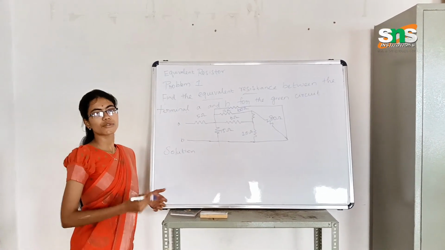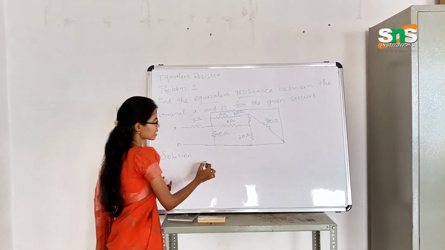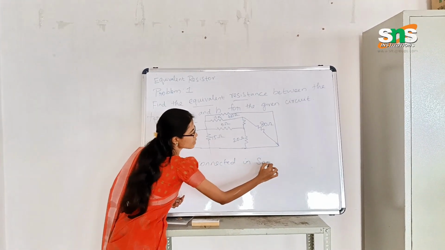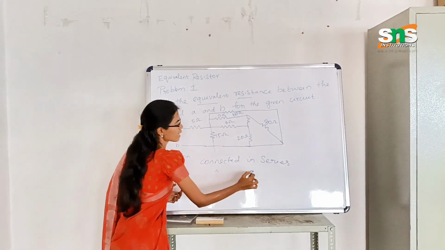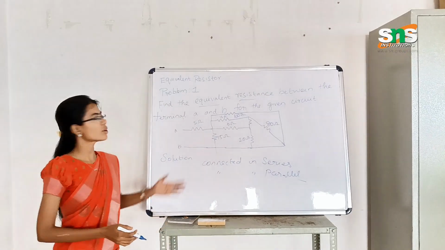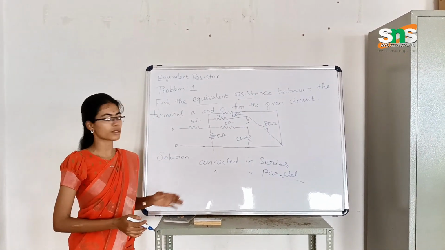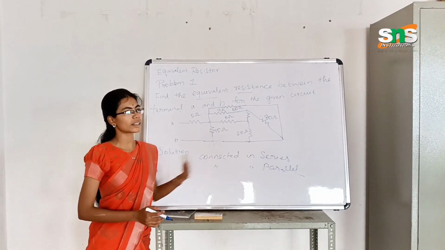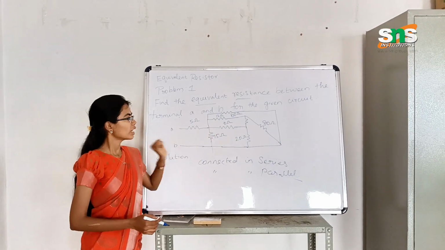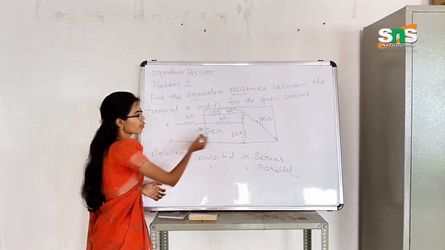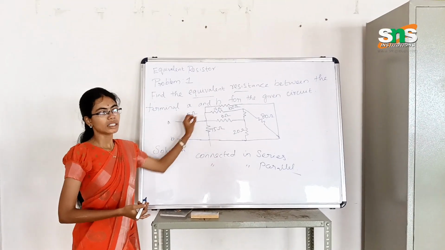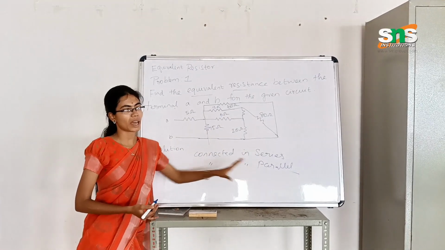The resistance is further classified into 2 types: resistors connected in series and resistors connected in parallel. These are the two things we have to consider while solving equivalent resistance based problems. So what does it mean by connected in series and connected in parallel? In a given circuit, a lot of resistors are connected. Some are connected horizontally and some vertically. Based on this connection, the resistors are connected in series or parallel.